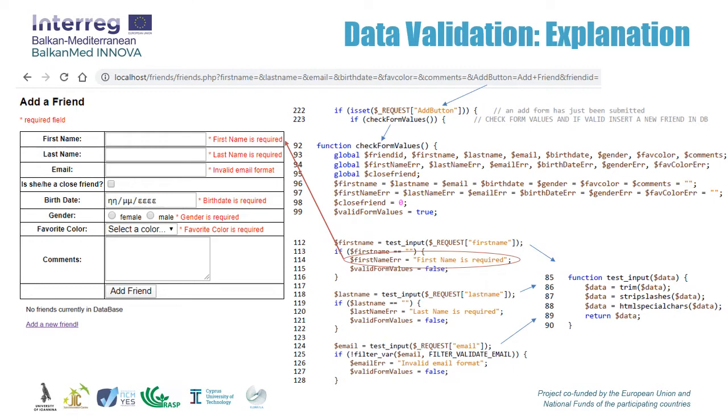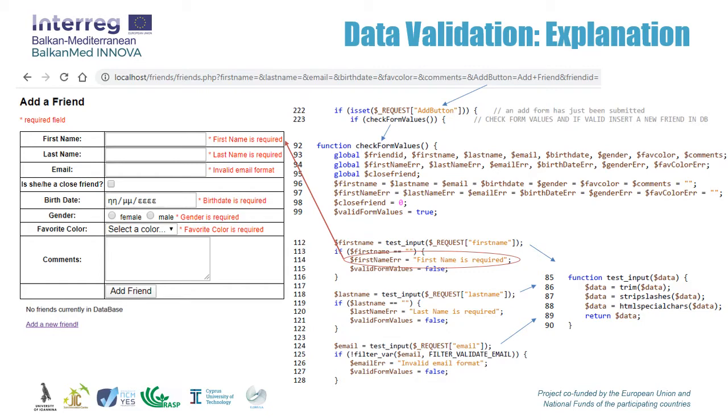Let's assume that we just press the Add Friend button, without filling anything. In line 222, the condition is true, as the Add button parameter exists. It is the name of the form submit button. Thus, in line 223 we call the function check form values.